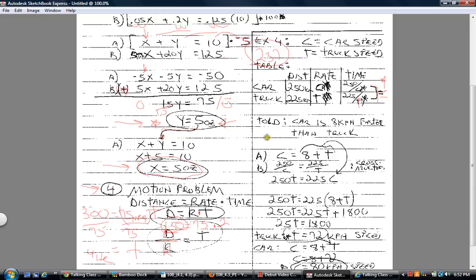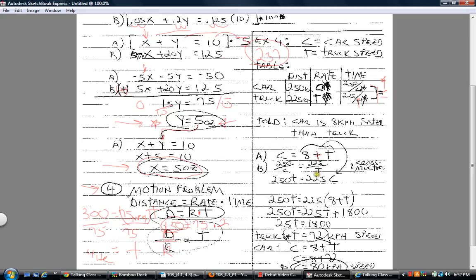That was from the problem. That's a key component. Okay, we're told the car is 8 kilometers faster than the truck. So let's write that as equation A. Speed of the car is 8 more than the truck. So therefore you put the plus sign in there. Equation B, I'm looking at it and I'm remembering this, that the time is the same. So I take 250 over C, which is the time of the car, is equal to the time of the truck, 225 kilometers divided by T. Remember, T is the speed of the truck. Say it over and over again, not time, speed of the truck.